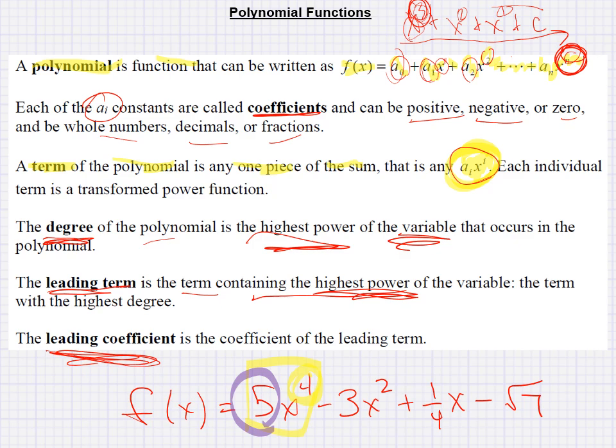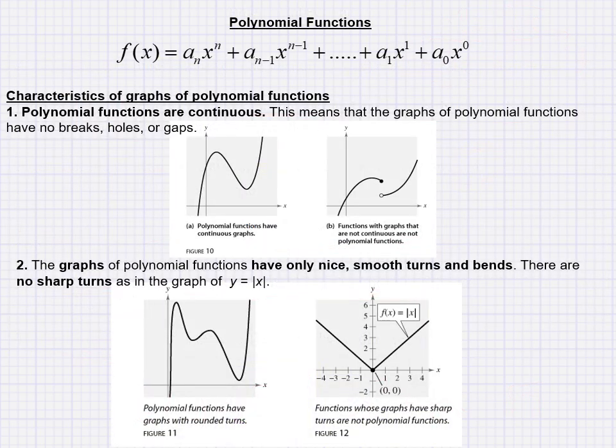Let's look at polynomial functions in terms of their graphs. They have very distinct characteristics. One characteristic is that they are continuous, which means there are no gaps or breaks or holes in the graph. This right here is all one solid piece, so that would be the depiction of a polynomial function, as opposed to this one here, where there is a break between the two pieces. That could not depict a polynomial function.